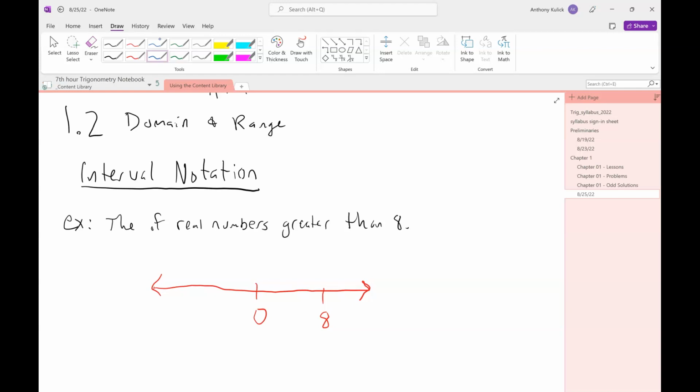Do you guys remember from pre-algebra? This would be open because 8 is not included. And then are the numbers that are greater than 8 to the left or to the right? To the right. Right? If you're looking at your number line, to the right of 8 is like 9, 10, 11, 12. That's the way that we're going. So far, so good? Everybody happy?